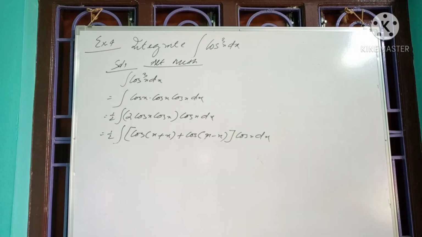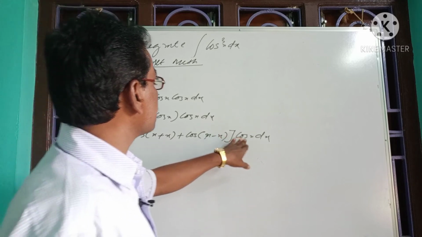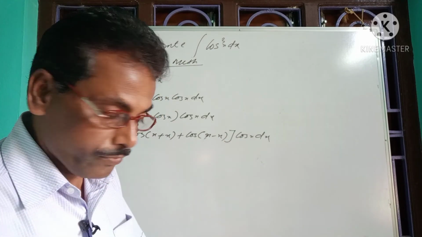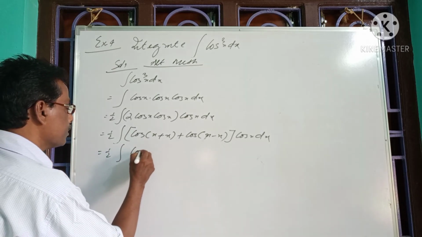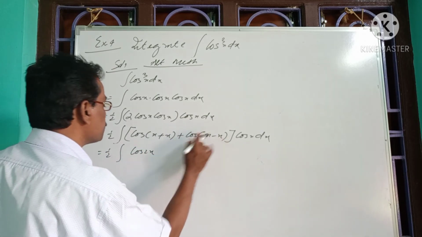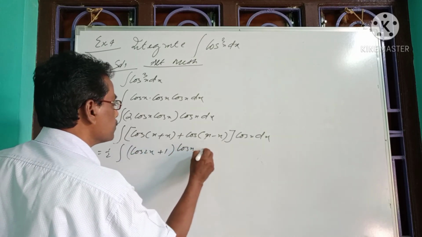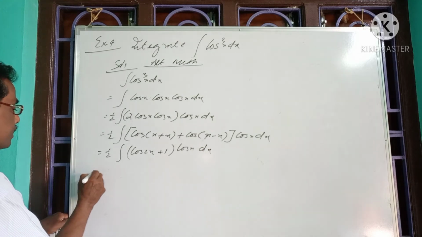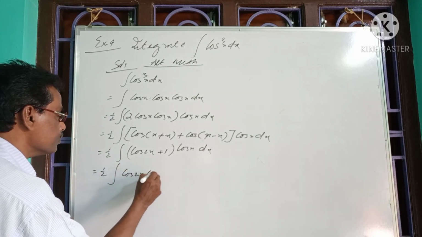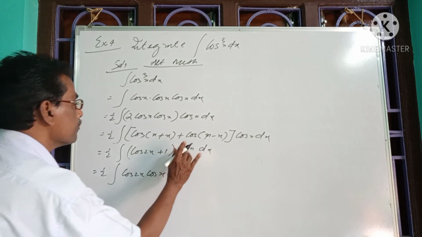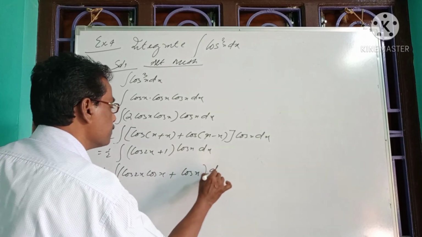So now we have half into the integral of cos of (s plus x) plus cos of (s minus x), whole into cos s with respect to s. Now simplifying, we have half into the integral of cos of 2s, it will give us cos 2, that is 1, whole into cos x, whole integration with respect to s. So now again simplifying, we have half into the integral of cos of 2x into cos x plus cos x, whole integration with respect to x.